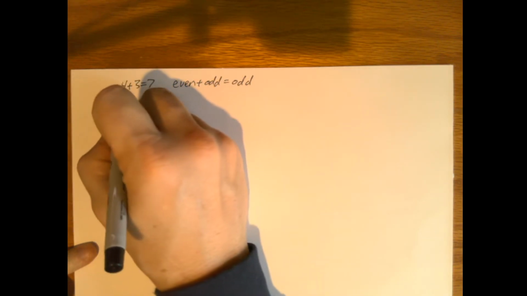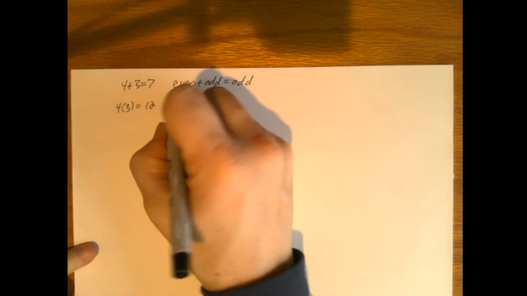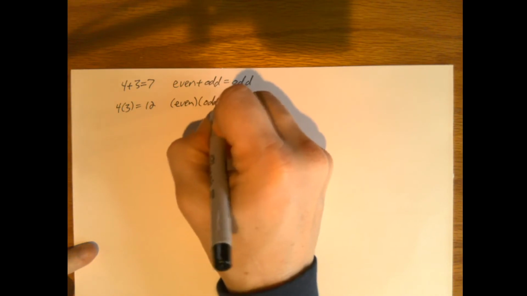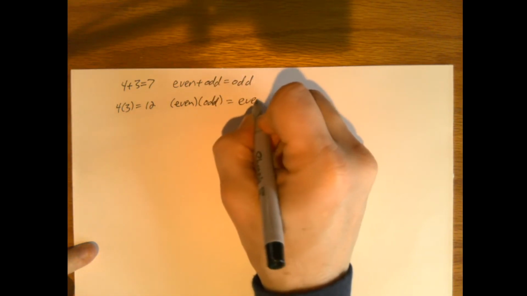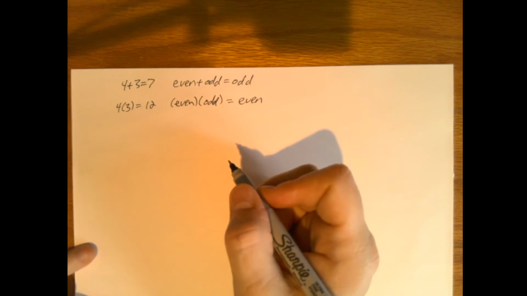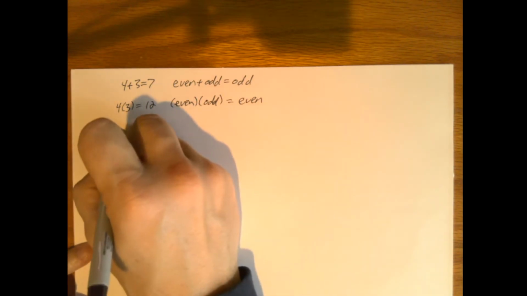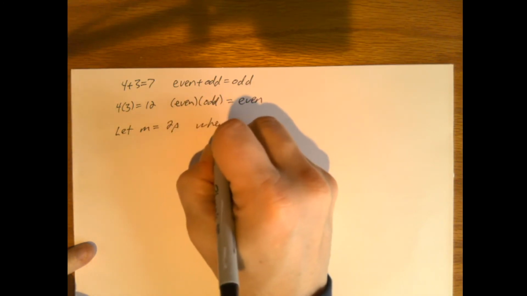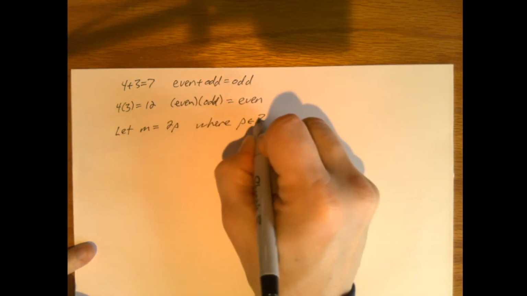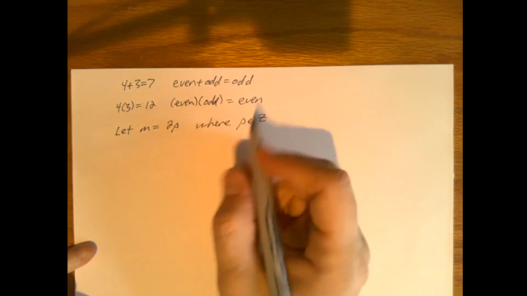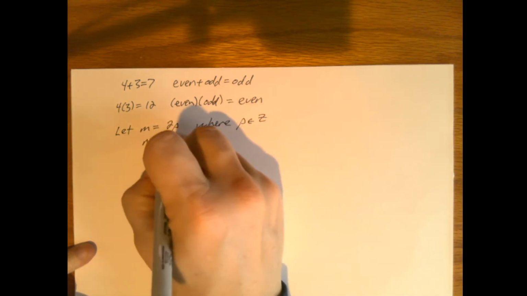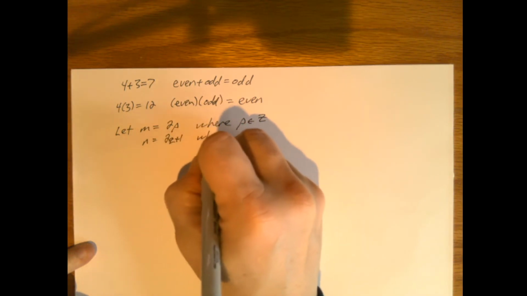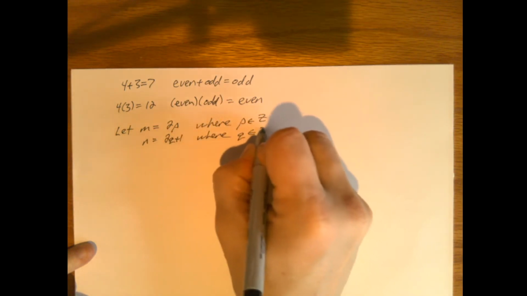What if we had 4 times 3? Well, now I get 12. So what it looks like is that I have an even times an odd, and I get an even. So let's prove that. Let m equal 2p, where p is from the set of integers, so it can be any integer. And we'll say n is equal to 2q plus 1, where q is also an integer.